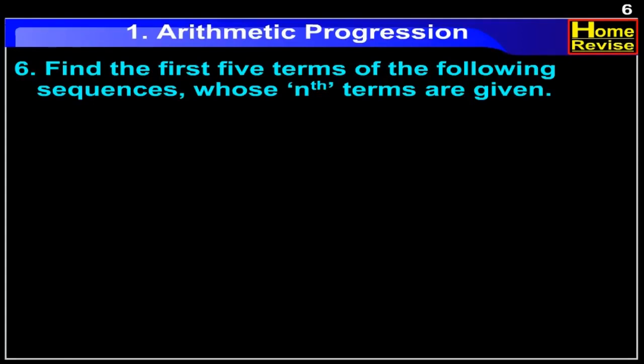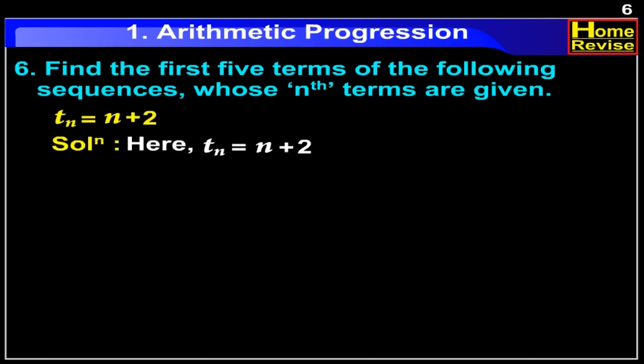Find the first 5 terms of the following sequences whose nth terms are given. Tn is equal to n plus 2. Here, it is given that Tn is equal to n plus 2. For n is equal to 1, T1 is equal to 1 plus 2 is equal to 3.